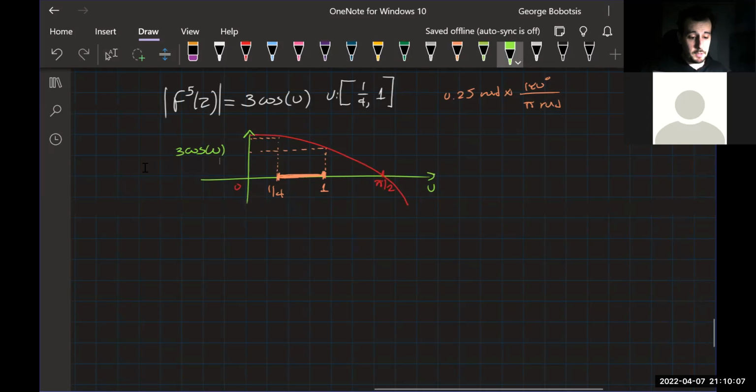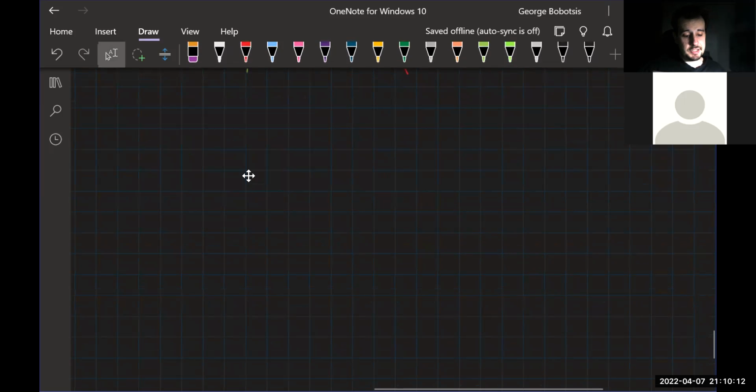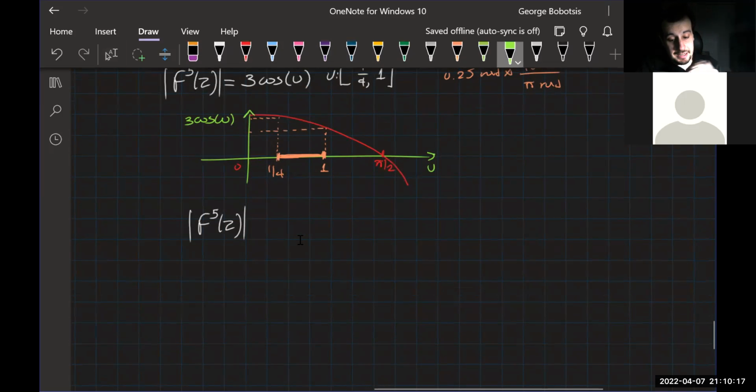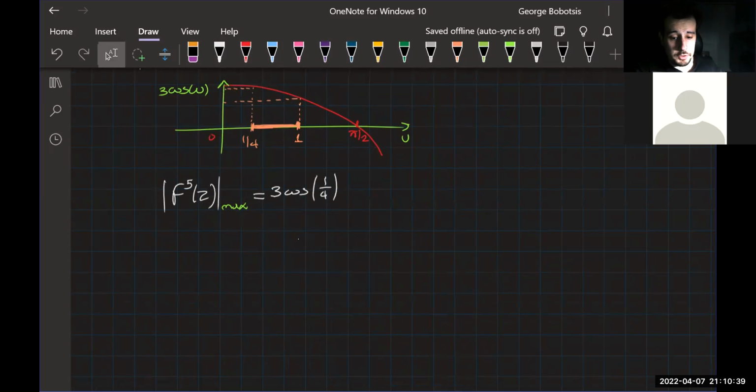1/4. So if we want to pick a z value that maximizes this derivative between that interval, we pick here the 1/4. So 3 cosine of 1/4, and I don't think that's a special number, 3 times cosine of 0.25. Make sure you're in radians. It's around 2.9.